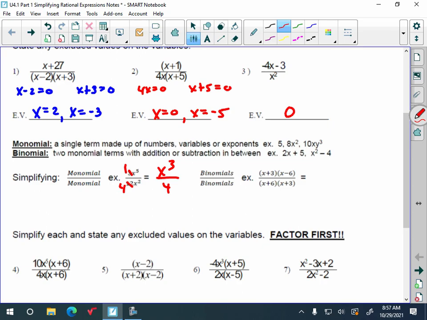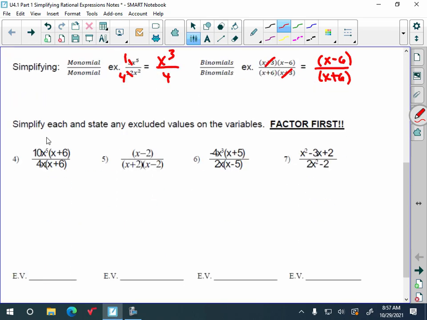But the x minus 6 and x plus 6 cannot be touched because they're not exactly the same, so you have to leave them. If they're not exactly the same, you cannot cancel it out. So the x plus 3's would cancel, and I have x minus 6 on top over x plus 6 on the bottom. And that's simplified as far as you could go on this. You can't cancel the 6's and the x's. It doesn't work that way, and that's because they're binomial terms.